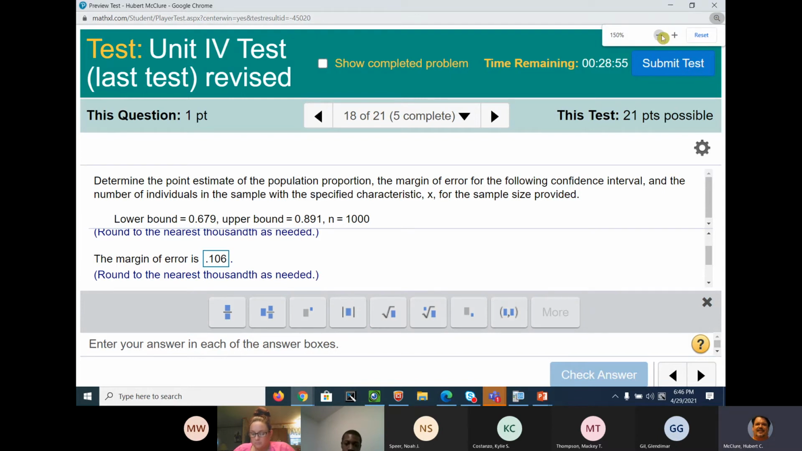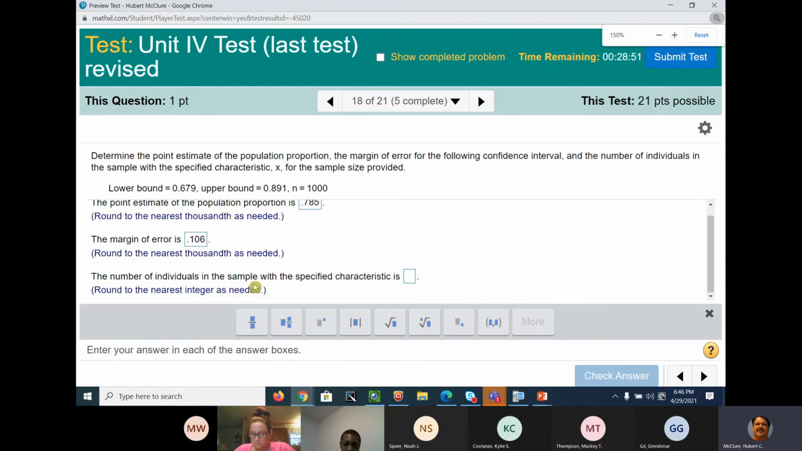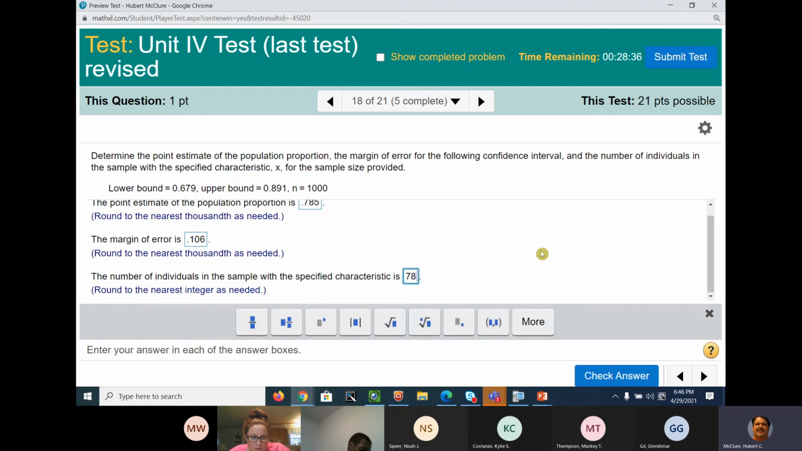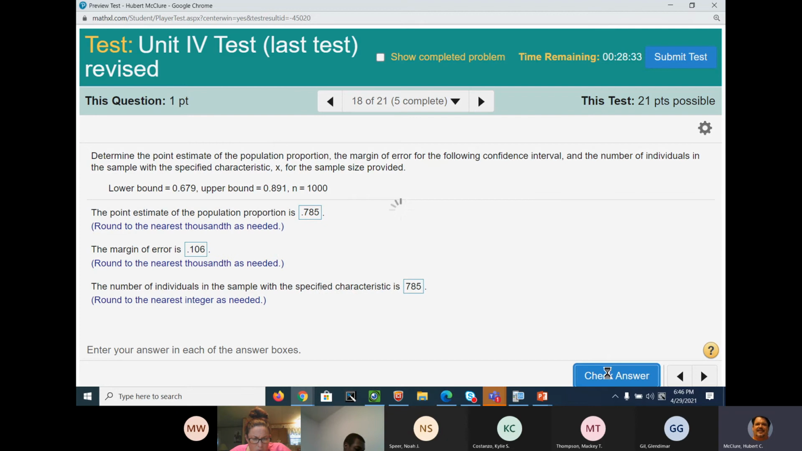The number of the individuals, so multiply 0.785, because that's p hat, times n. You just move it 3 places to the right, and that's 785. So that's the number of individuals in the sample.